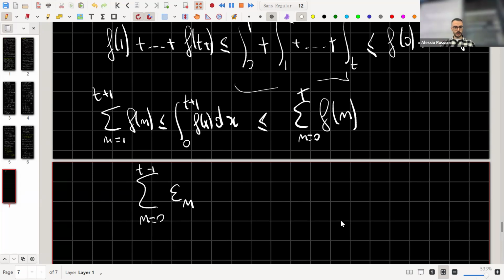So we can show a lower bound, for example, by considering this direction here. So this is our sum, and we want to lower bound it with an integral. And instead, for upper bounding this term, we consider instead this direction here. Okay.